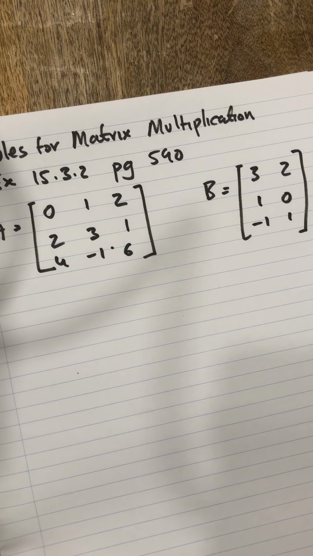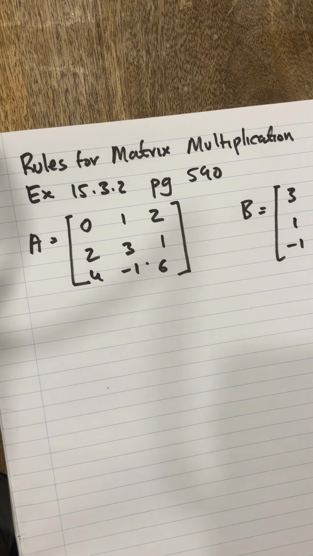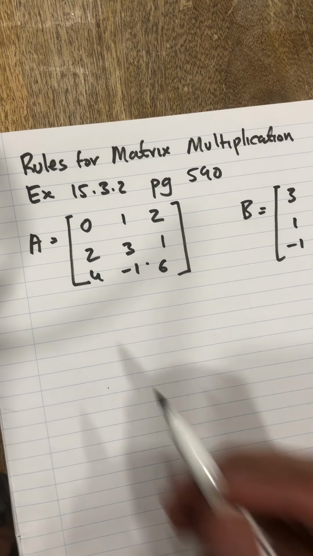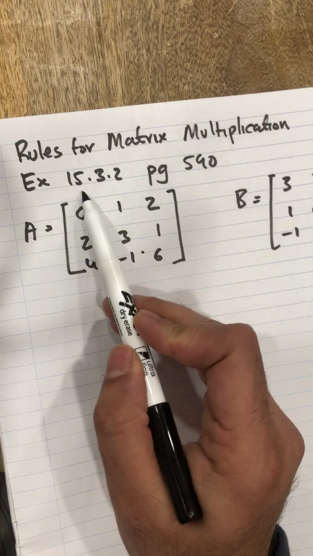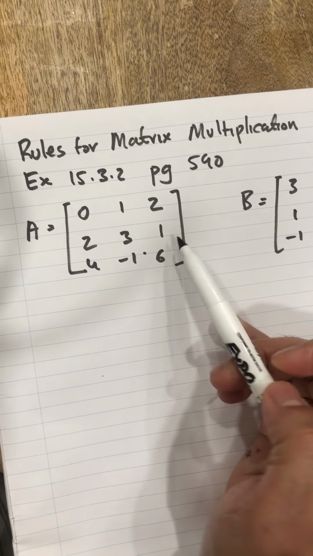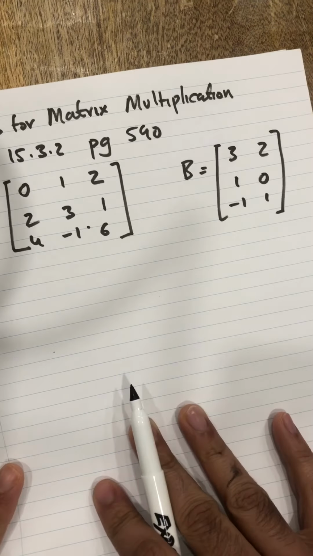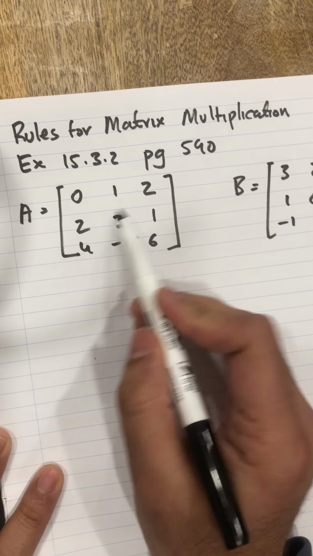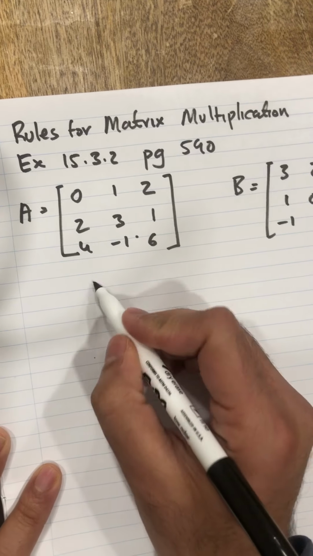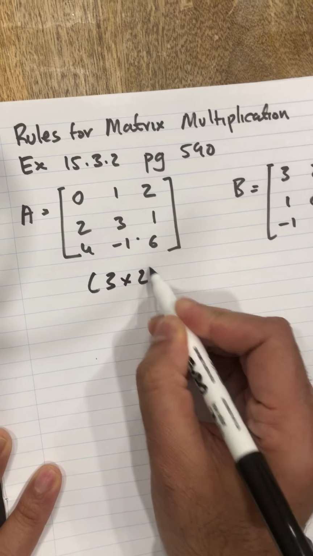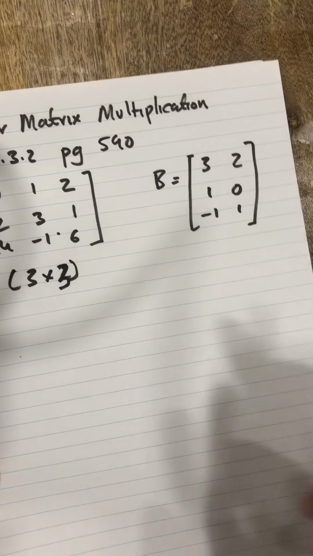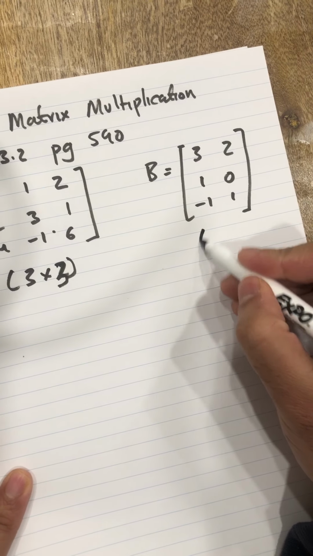Okay, so in this video, I want to show you guys a few rules which are useful to remember when you're doing matrix multiplication. I'm going to start with example 15.3.2 from page 590. In that example, you're given these two matrices, matrix A, which is a 3 into 3 matrix, and a matrix B, which is a 3 into 2 matrix.